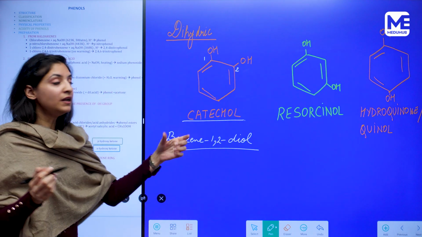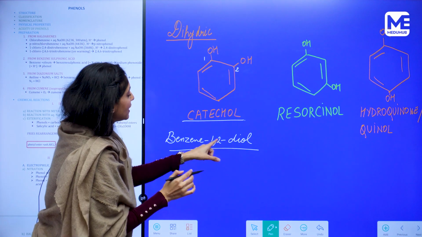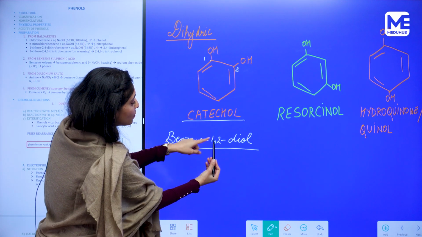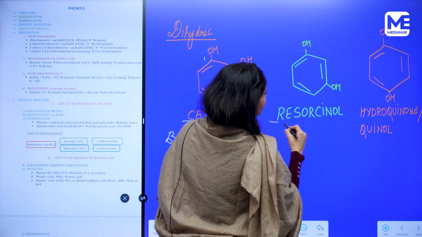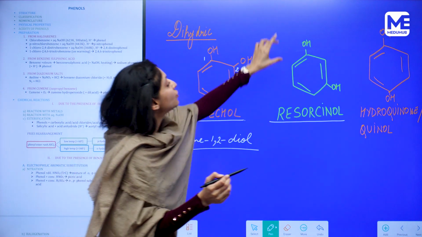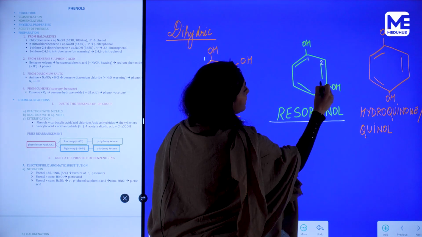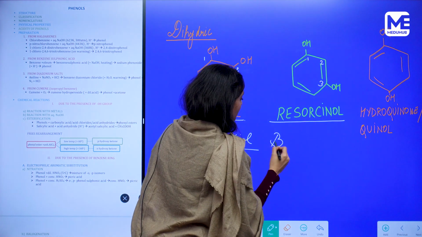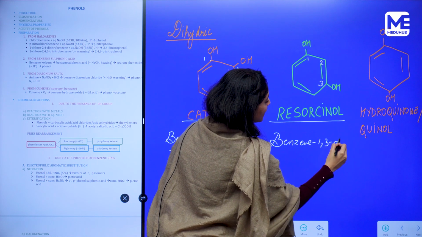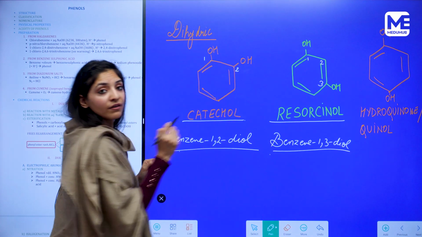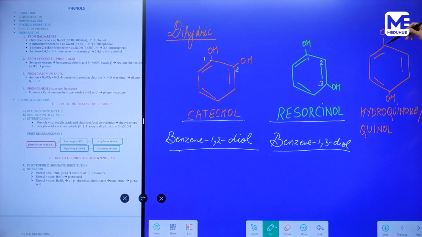So you will not say phenol. This is a benzene molecule, benzene nucleus, which has two hydroxyl groups. So that is diol. The position is 1, 2. Here, in the second example, this is called resorcinol. Resorcinol is the common name when the two OH groups are meta to each other. So this is carbon 1, 2 and 3. So how will you name it? This will be benzene 1,3-diol.